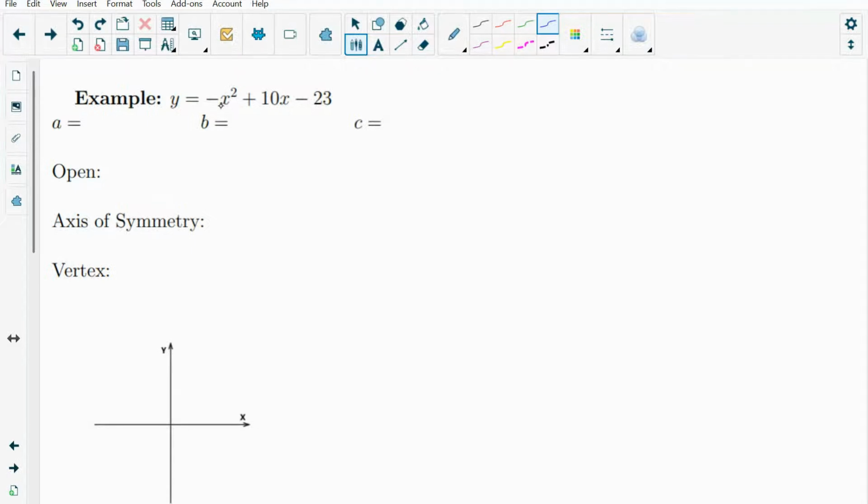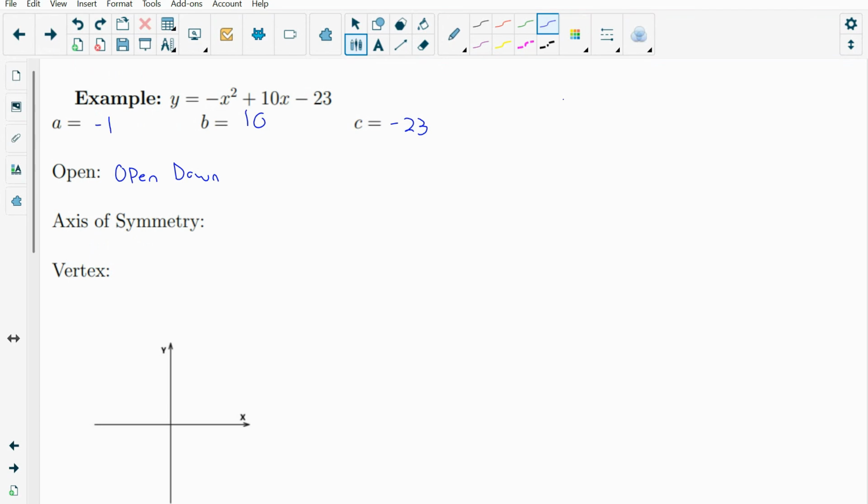So my a value, the coefficient on x squared, is going to be negative 1. My b value, which is the coefficient on x, is going to be 10. And my c value, my constant, is going to be negative 23. So based on my a value being negative in this case, that means that my quadratic is going to open down.